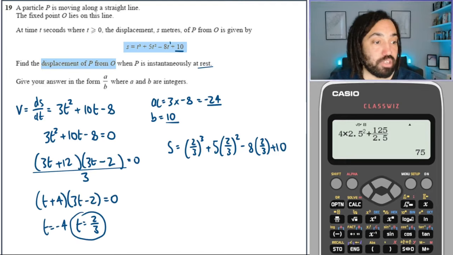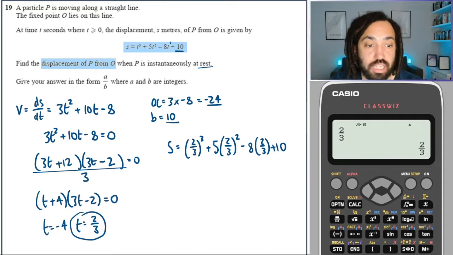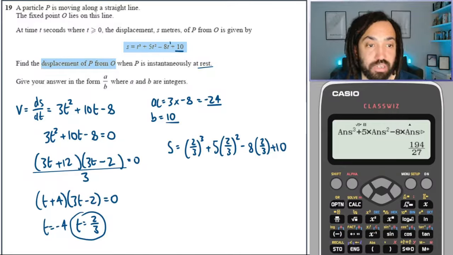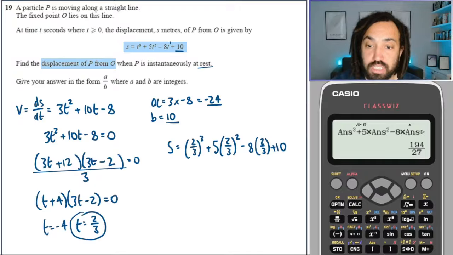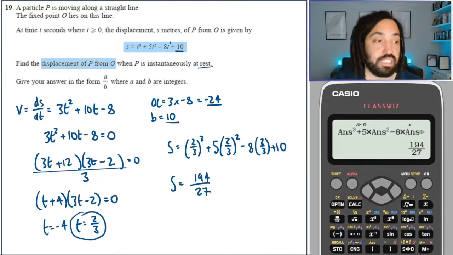Okay, I'm going to put that in my calculator. In fact, I'll just show you a quick method. If you put 2/3 and press equals, then rather than having to type 2/3 out again, you can just write the answer cubed, plus 5 times the answer squared, minus 8 times the answer, plus 10. So it gets me there a bit quicker than having to type out 2/3 lots and lots of times. And that gives me that S is equal to 194 over 27.